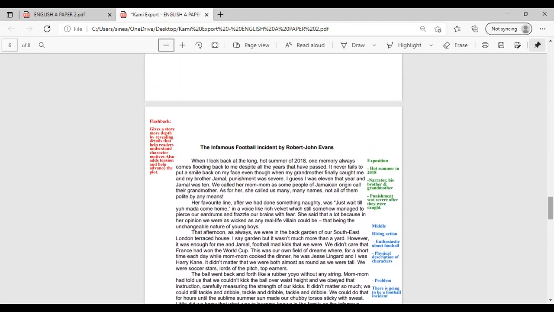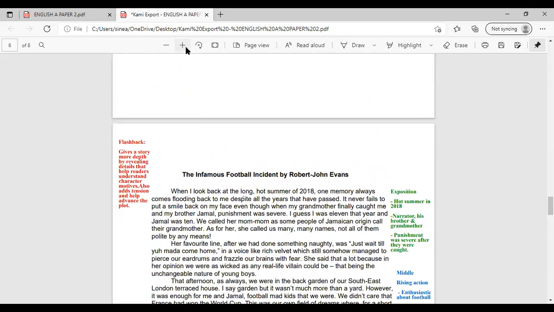So I want us to understand too that this story wasn't a typical story that started with, well, the sun was shining bright and the place was cold. It was not a descriptive beginning, right? It gave setting because it told us it was a summer in 2018, but it was a flashback. It was a flashback, and a flashback in a story gives a story more depth by revealing details that help readers understand characters' motives, also adds tension and helps advance the plot.